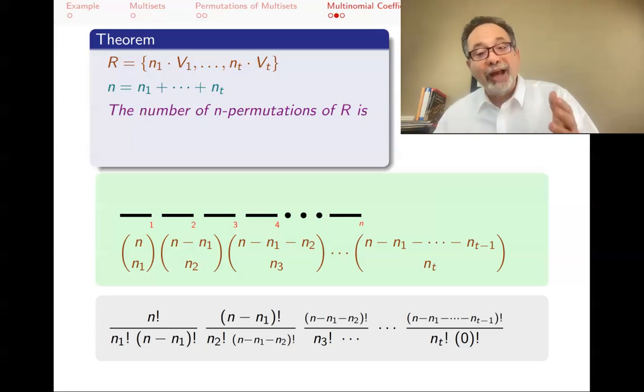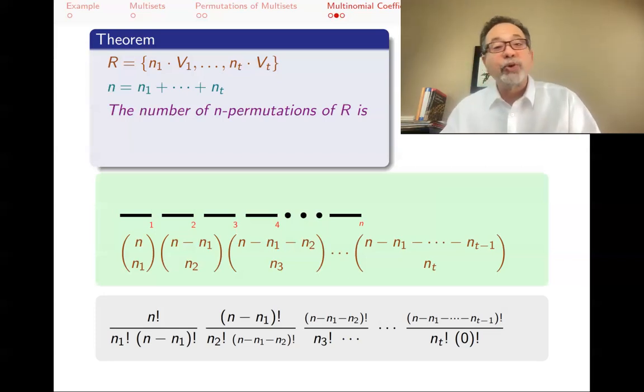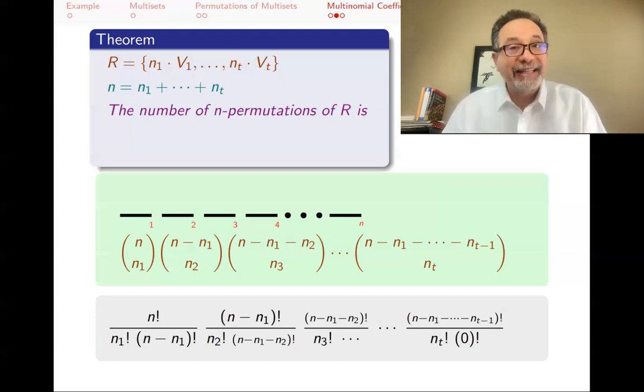And then when you subtract that last NT from that, you actually will get 0, because N is N1 plus N2 all the way till NT. So N minus that will be 0, and 0 factorial is 1.